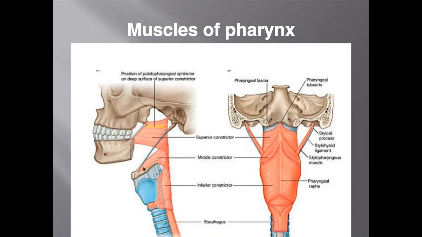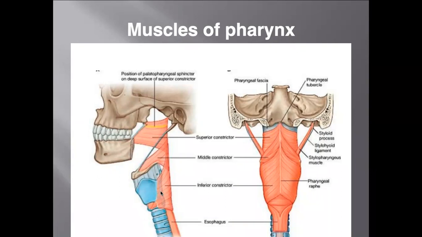Now look at the middle constrictor origin. This is the styloid process. From the styloid to the hyoid bone, we have the stylohyoid ligament. So the inferior end of the stylohyoid ligament, and here the body and greater cornu of the hyoid bone. This is the origin of the middle constrictor muscle.